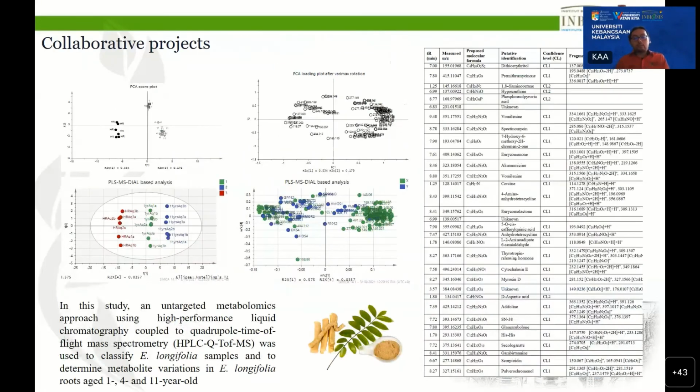Right. So as for now, I am also involved in a number of collaborative projects. This is a project with FRIM. So in this study, we did an untargeted metabolomic approach using 𝐈𝐍𝐁𝐈𝐒 to classify tongkat ali samples and to determine metabolite variations in tongkat ali roots that have different ages, 1, 4, and 11 years old.